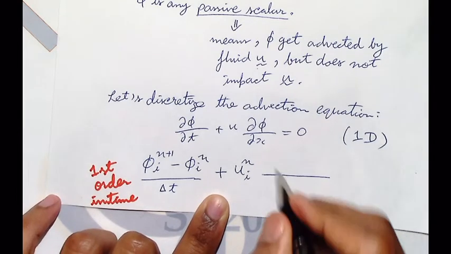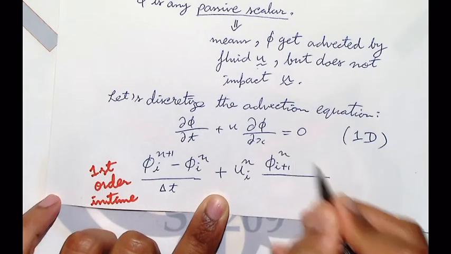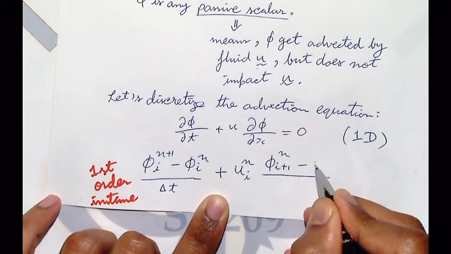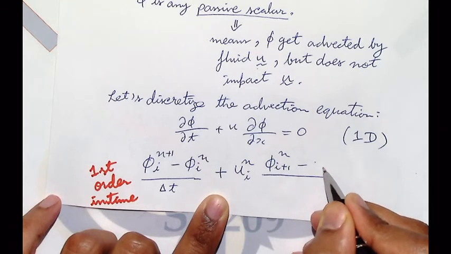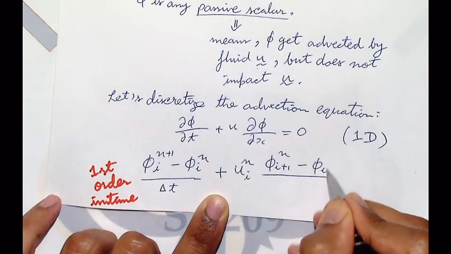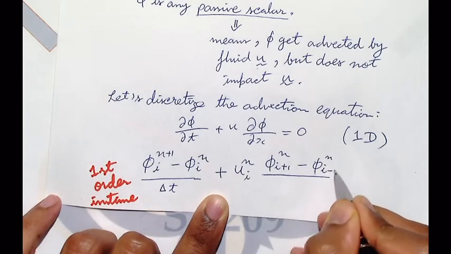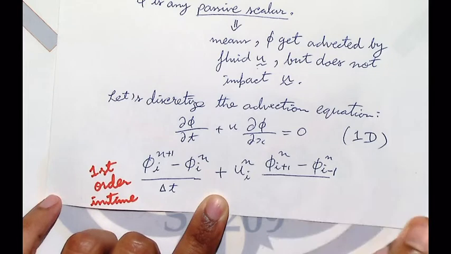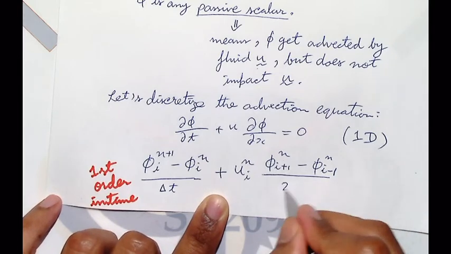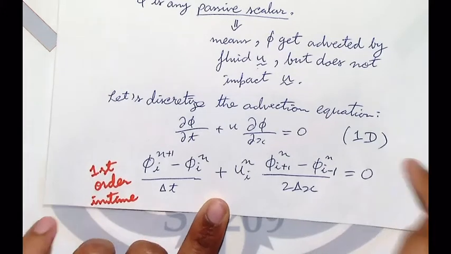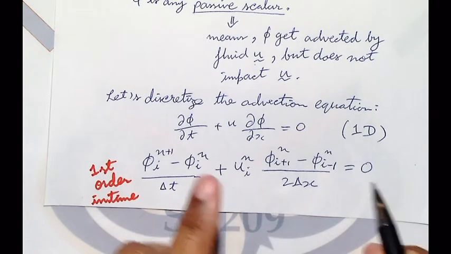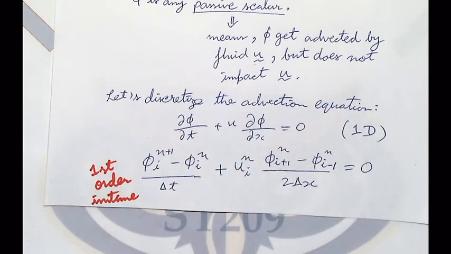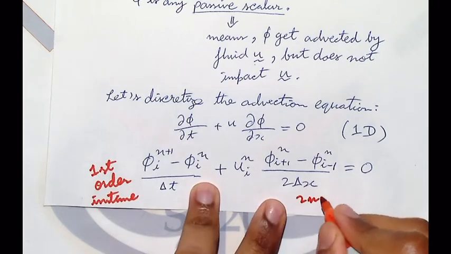Phi i plus 1 at time n minus phi i n, all right, and if we take the second order, it will be phi i minus 1. It's one left, one right, and then that's the difference over 2 delta x. After we are done with this, we will do exactly what you said: we will take phi i plus 1 minus phi i, and we will see what happens. So this is second order in space.